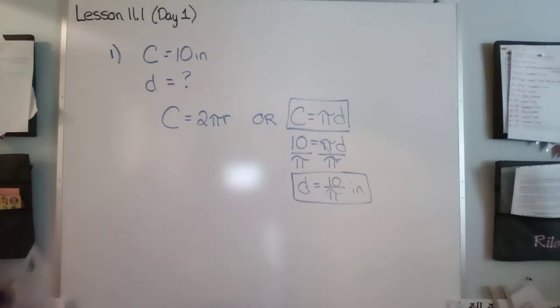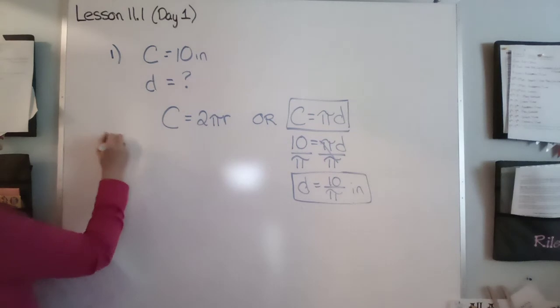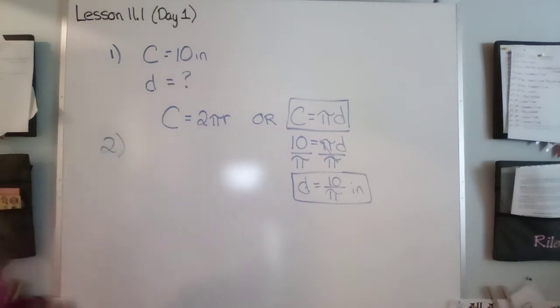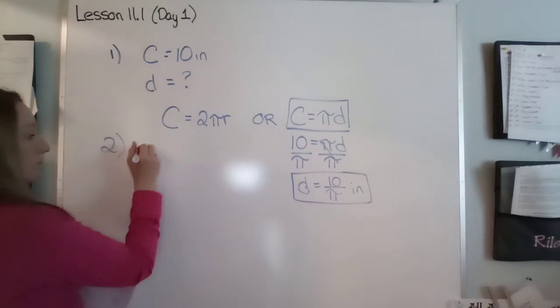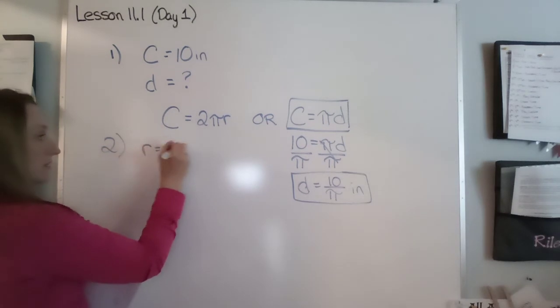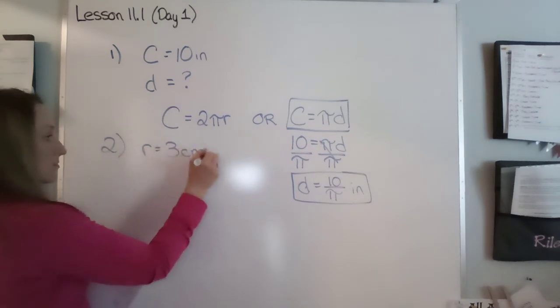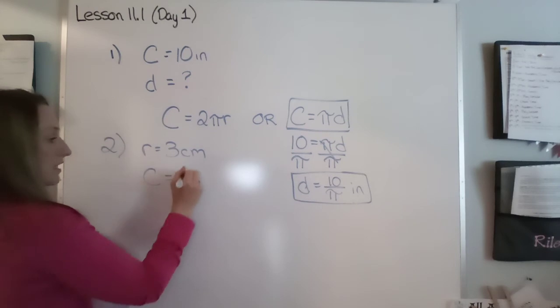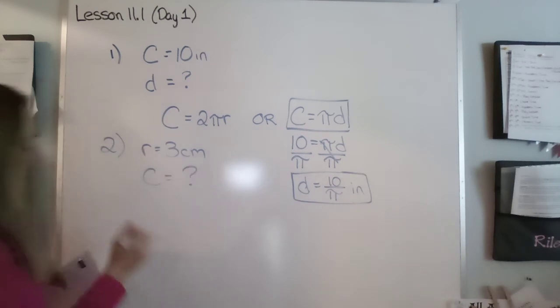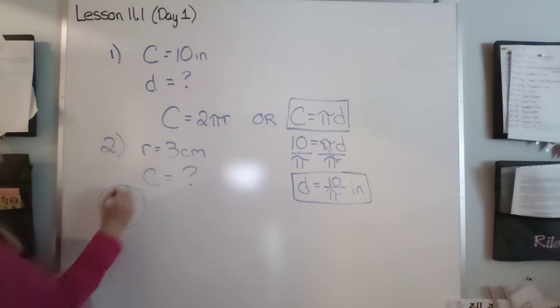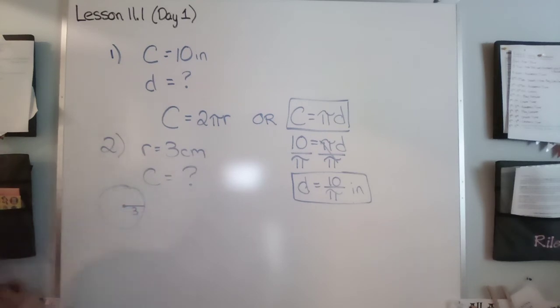So for problem number 2, let's see if I can fit one more problem up here before I have to erase. For problem number 2, it says we want to find the circumference of a circle with a radius of 3 centimeters. Okay, so we're given the radius is equal to 3 centimeters. We're trying to find circumference. Now, if you wanted to draw a diagram for this one, you could, right? You could have a circle with a radius of 3 centimeters. Okay, the diagram isn't necessary.